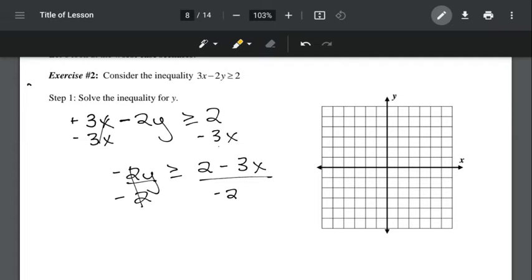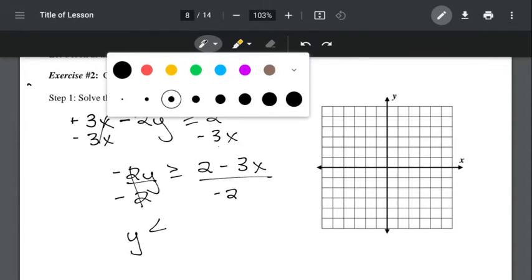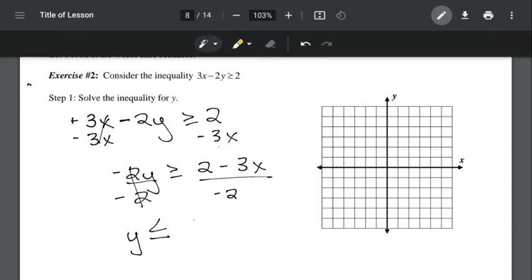And when you divide by a negative, that symbol flip-flops and becomes less than or equal to, oops, make that a little nicer, 2 minus 3x over negative 2.